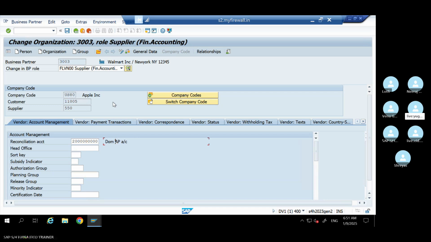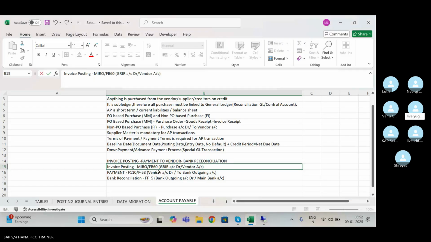So we have to link it to every vendor. Every vendor you have to link. That is mandatory. And this is known as a sub ledger. This is also known as the main ledger, or control account, or reconciliation account. Is it clear? Yes, sir. And you cannot do any posting directly into this account. You must post at the sub ledger level, at the vendor level, and the vendor will automatically hit the reconciliation account in the backend. Is it clear? Yes, sir.